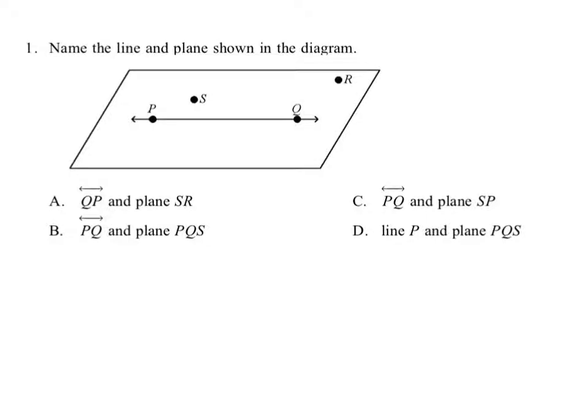Okay, name the line on the plane shown on the diagram. Well, the line you need to name with 2 points. So there's 2 points lying on that line, Q and P.